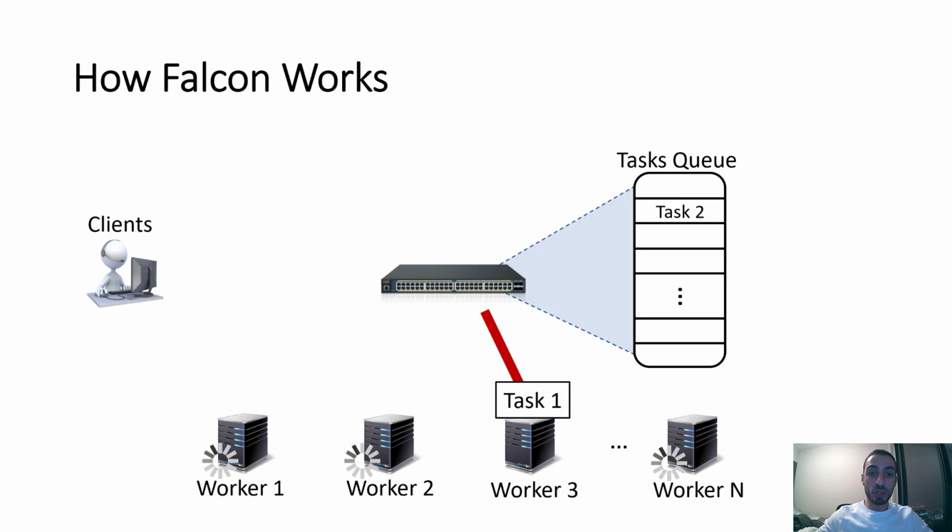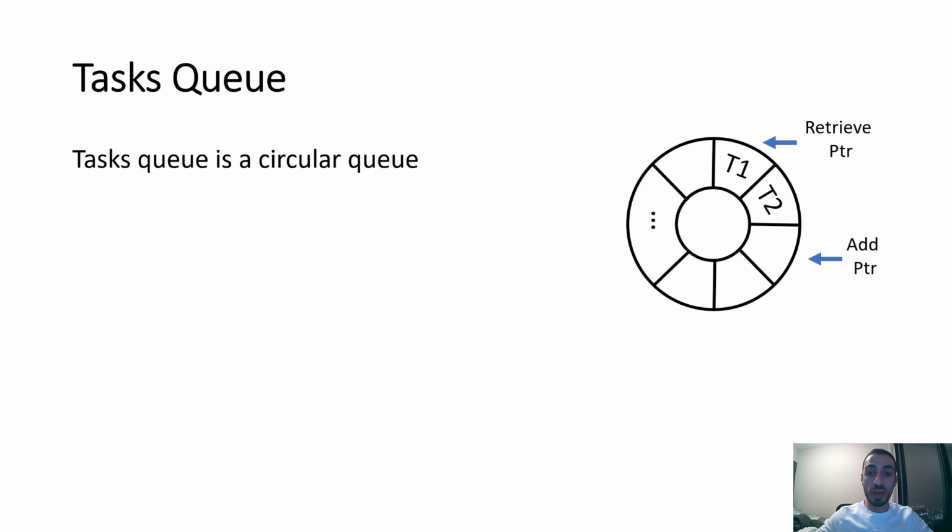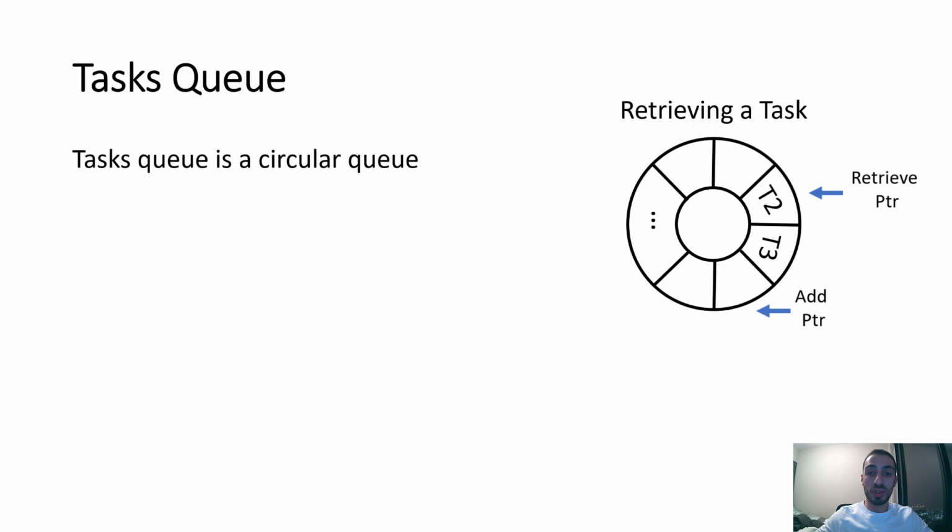In the next slide, I will show you how we implemented the task queue in Falcon. First of all, since programmable switches do not have an infinite amount of memory, the task queue is actually a circular queue. It has a retrieve pointer and an add pointer. When we are trying to add tasks to the queue, we will just add it wherever the add pointer is, and we will increment it. And when we try to retrieve tasks from the queue, we will just pop wherever the retrieve pointer is pointing at, and then we will increment it.